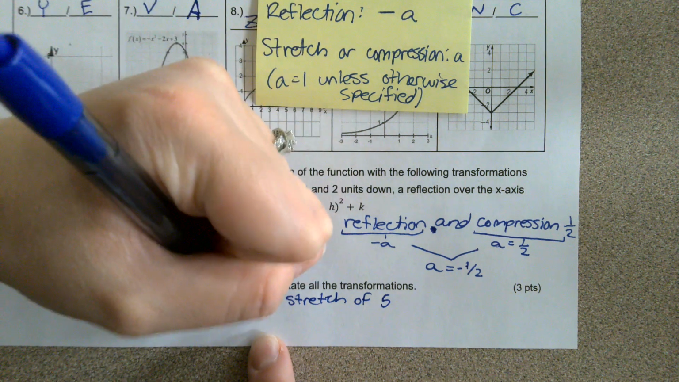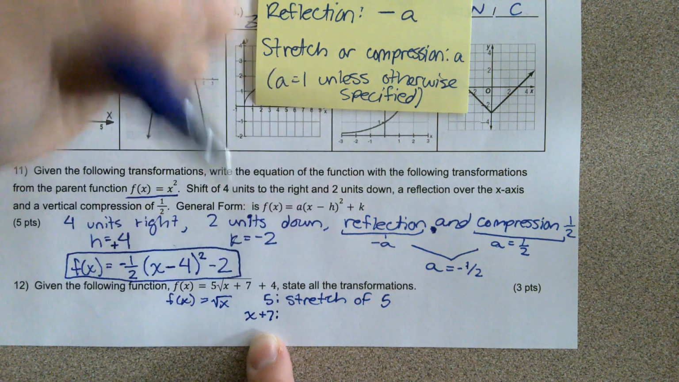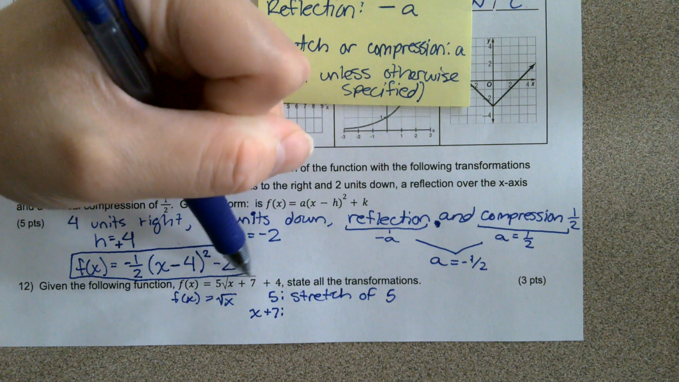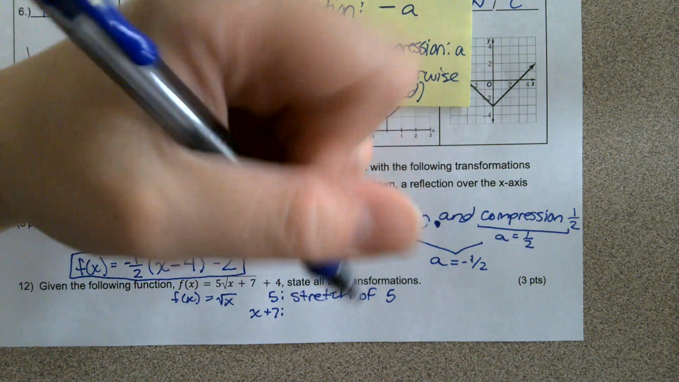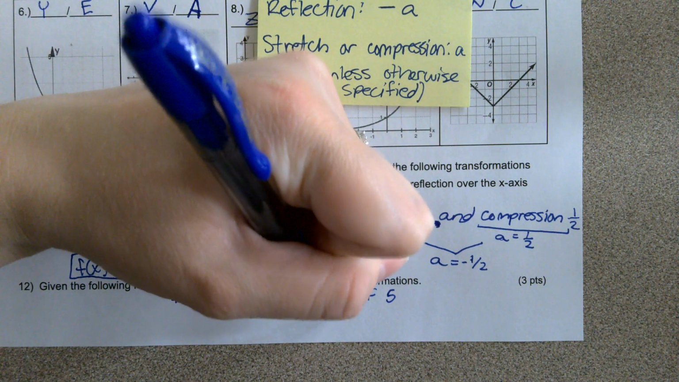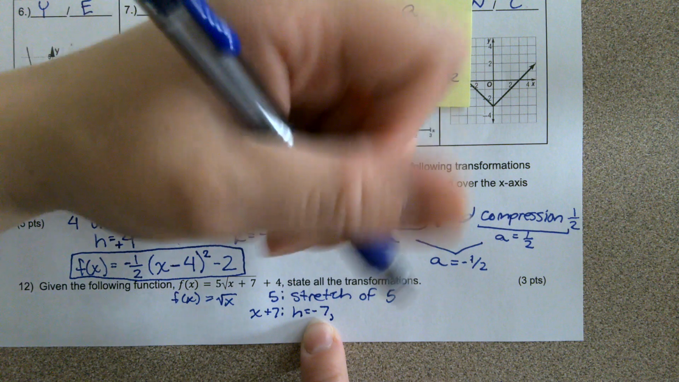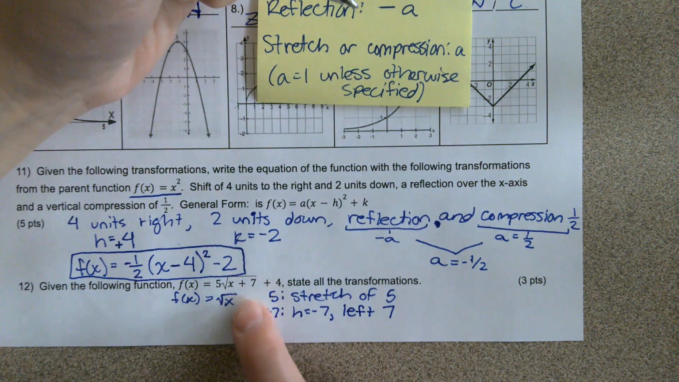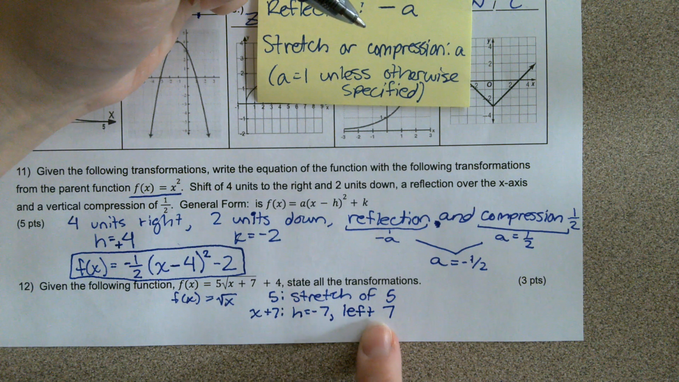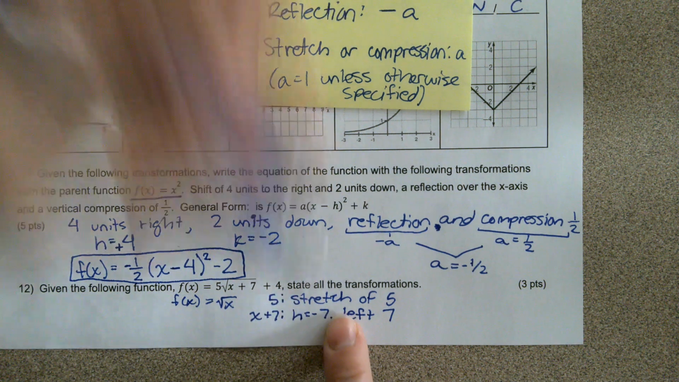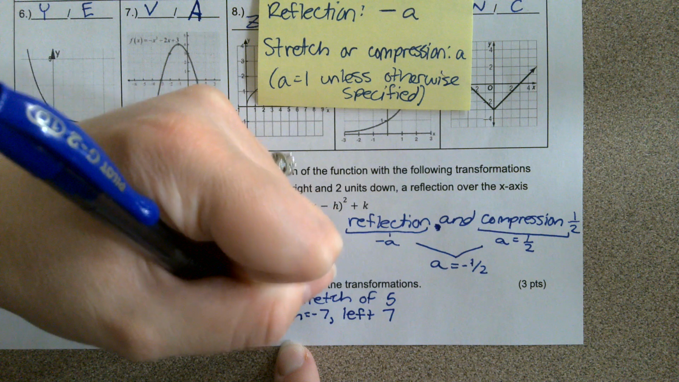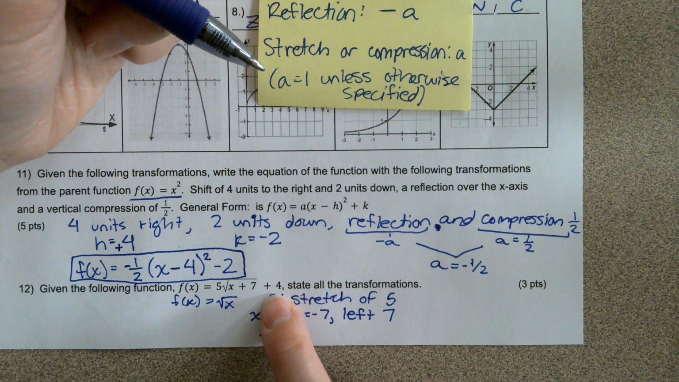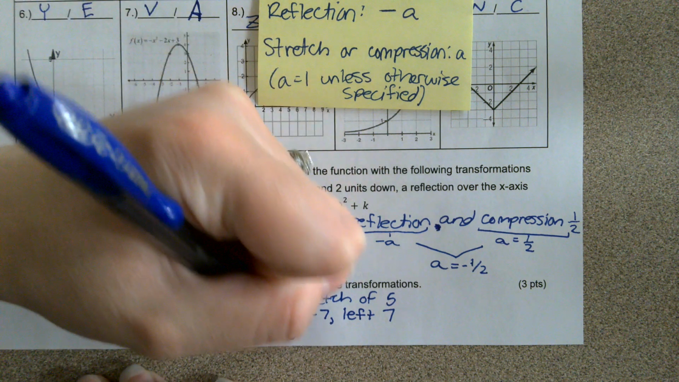x plus 7. Remember, that means that h inside here is actually negative 7. So when we have negative 7 for h, that means left 7. Remember, you do the opposite. That looks like right 7, it's actually left 7. Plus 4. This is an up or down movement. We read it as it says. So if that says plus 4, that means it's up 4.